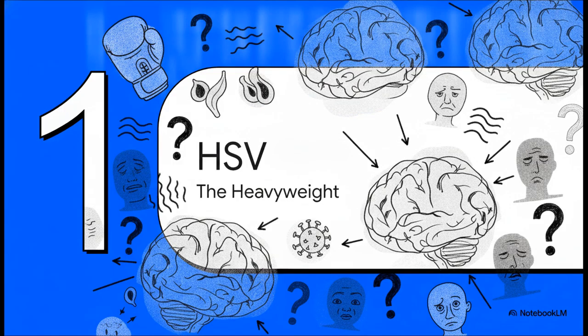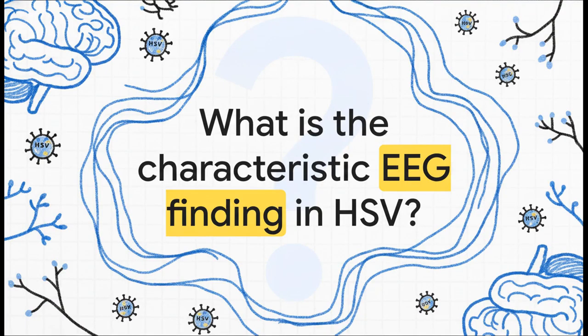Section 1, HSV, the must-know heavyweight. So, HSV is the undisputed heavyweight of the group. It's the most common cause of sporadic, fatal encephalitis in healthy adults. It's your classic frontotemporal encephalitis, right? Think olfactory hallucinations, bizarre behavior, memory issues.